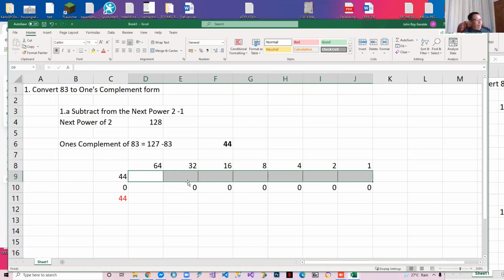So how do we convert 44? We don't need the 64, we mark it as 0. Kailangan natin, we need this, okay? Because this is used by 83. For 83, we need this.